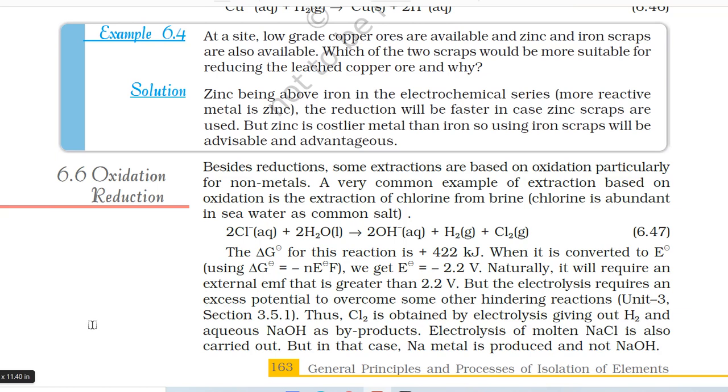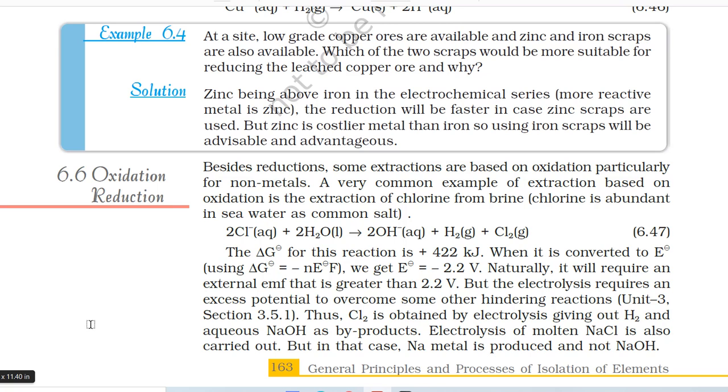Example 6.4. At a site, low-grade copper ores are available, and zinc and iron scraps are also available. Which of the two scraps would be more suitable for reducing the leached copper ore, and why? Solution: Zinc being above iron in the electrochemical series, the more reactive metal is zinc. The reduction will be faster if zinc scraps are used. But zinc is a costlier metal than iron, so using iron scraps will be advisable and advantageous.